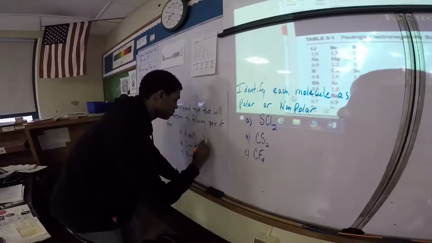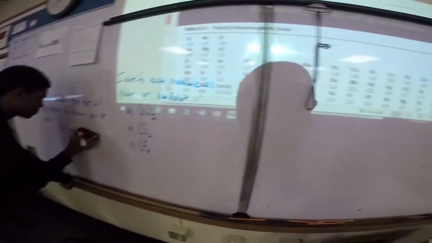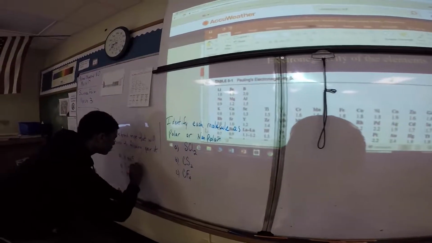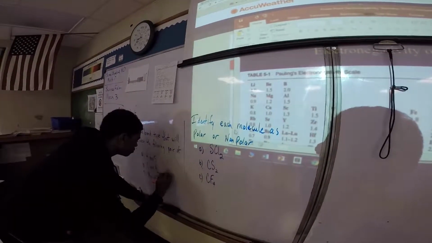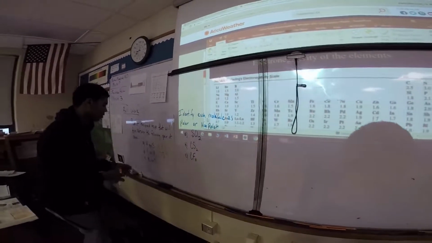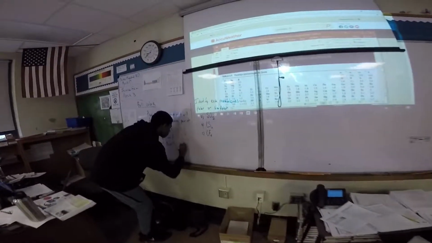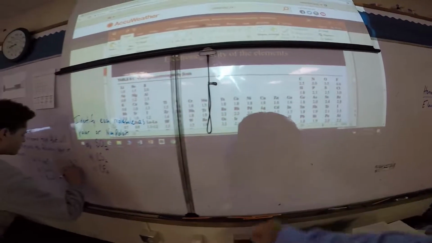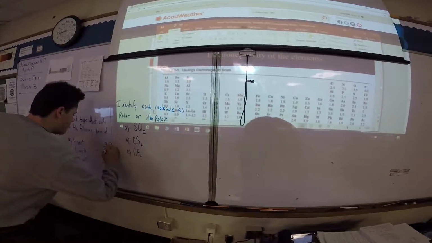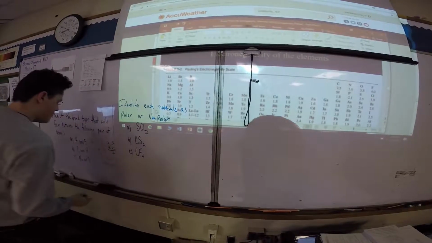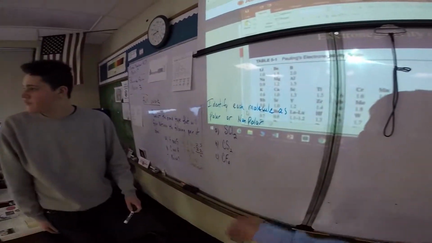Show the work though, because people might not understand where you're getting it. So sulfur is 2.5, hydrogen is 2.2. So you get 0.3. And the book states that's going to be covalent. Very good. So covalent again, mostly covalent.